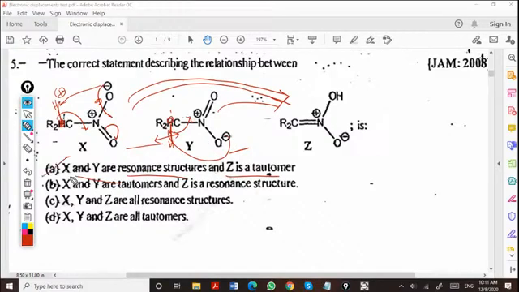Okay, so option A is correct. If you're not able to understand, just go with the tautomer definition and the resonance structure definition, so that you will be able to understand.